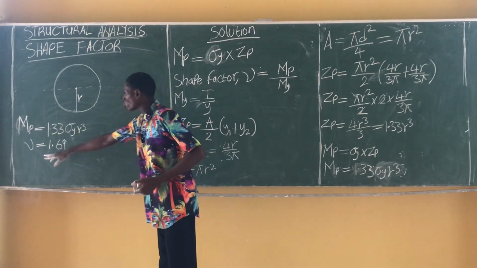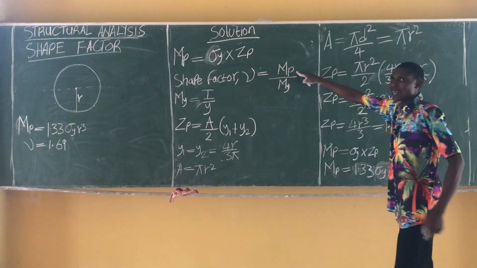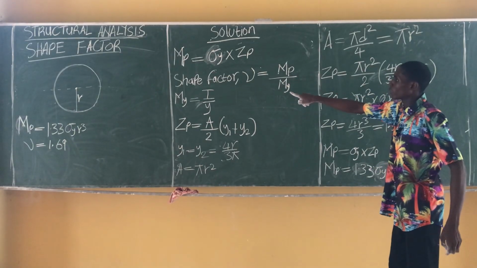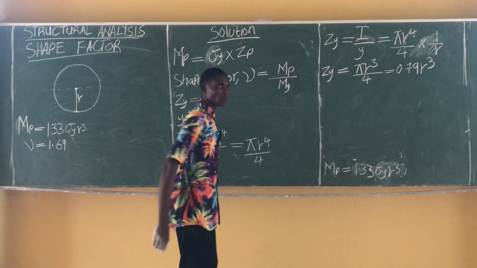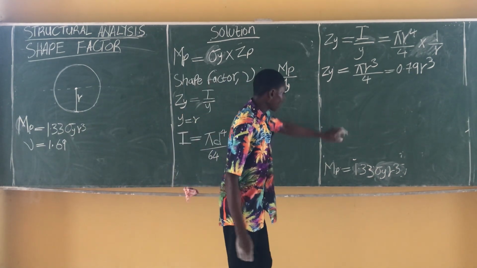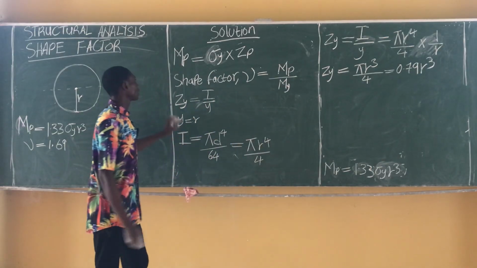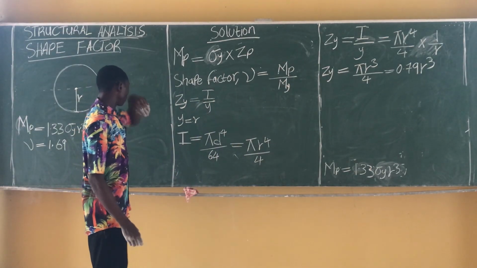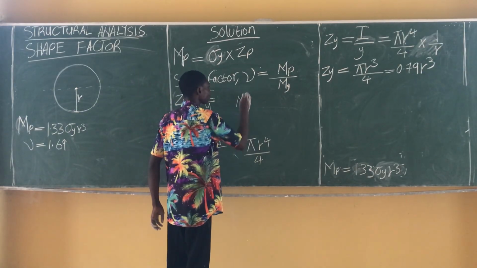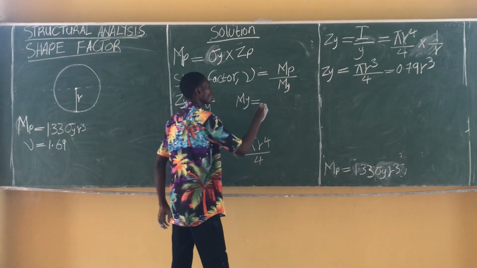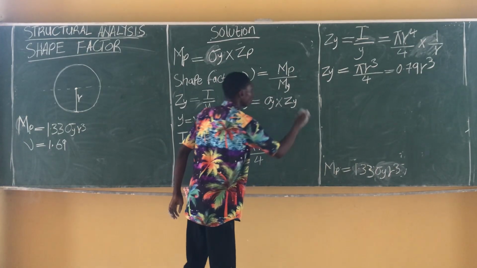The second part says we should find the shape factor. And our shape factor is given as our plastic moment all over elastic moment. Okay. So after getting our plastic moment, the next thing we need to determine is our elastic section modulus, knowing that our elastic moment My is equal to our yield stress times elastic section modulus.